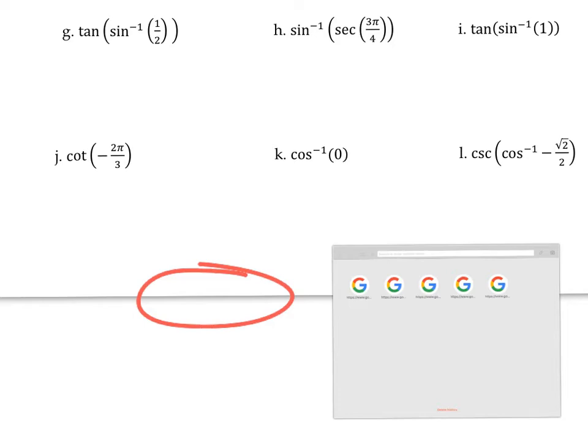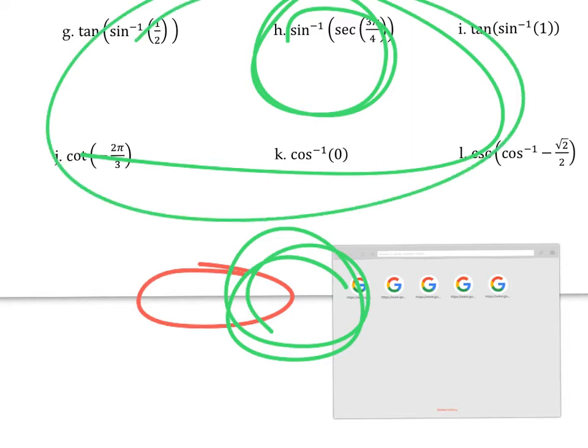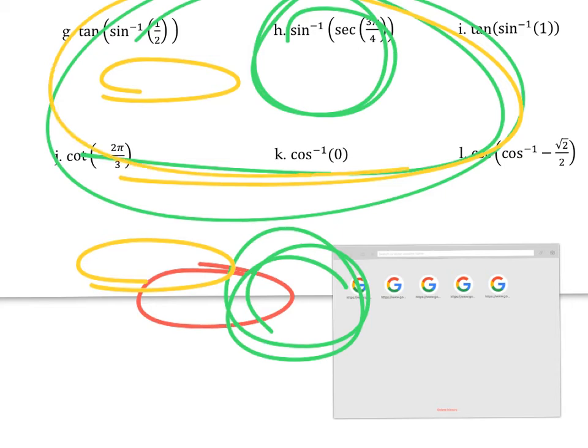over 3. When is cosine 0? So when is x 0? X is 0 at pi over 2 and at 3 pi over 2. But cosine's restriction is quadrants 1 and 2, so that's pi over 2. And then last but not least, when is cosine negative square root of 2 over 2? So that's here and here, but that has to be within the first two quadrants, so that is going to be 3 pi over 4.